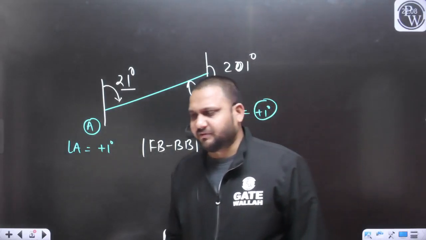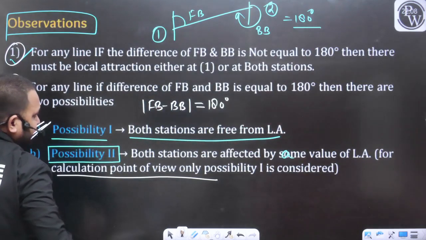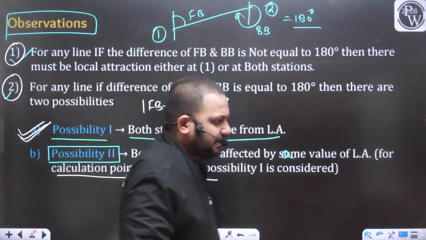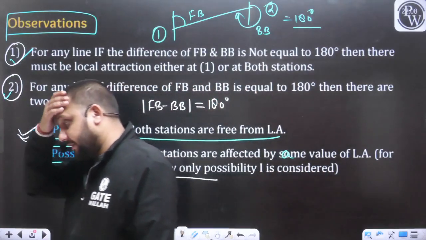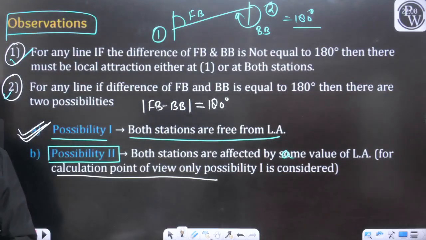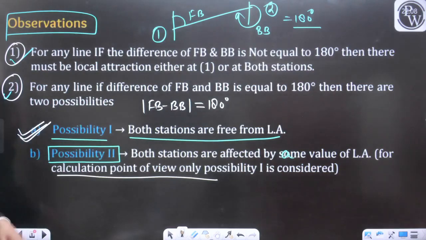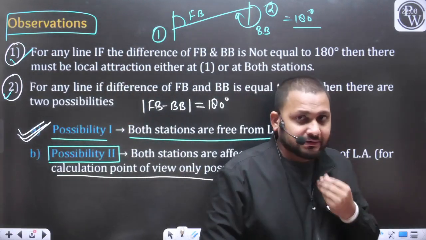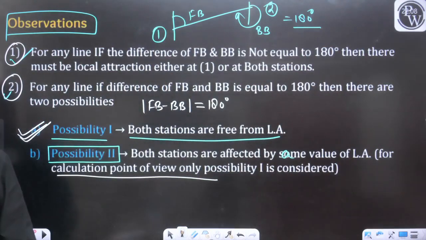Now I think these two observations are clear to everyone. Please confirm in the chat box. Based on these observations only, we can solve any question related to local attraction without any problem. Confirm in the chat box that the discussion till now is clear to everyone. Can we move on to some more observations?